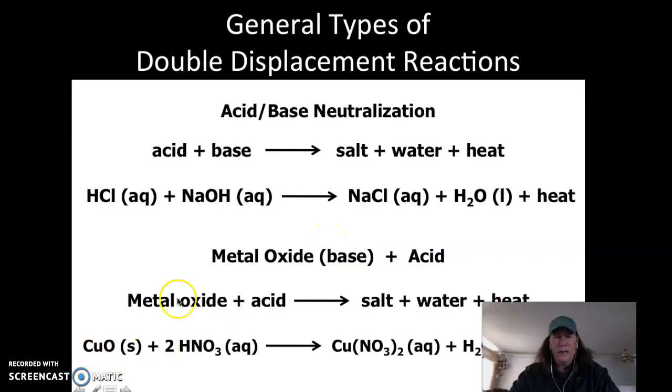Here's another one, a metal oxide, copper II oxide, and an acid. This is nitric acid. What is going to happen is the hydrogen is going to go with the oxygen again to produce water, and then you're going to end up with copper going with the nitrate. So they're going to switch partners. That's a double replacement. The way to tell the difference between a single and a double, in a double you're going to have two compounds and you're going to end up with two new compounds. In a single, you're going to have an element and a compound, and you're going to end up with a new compound and a different element by itself.